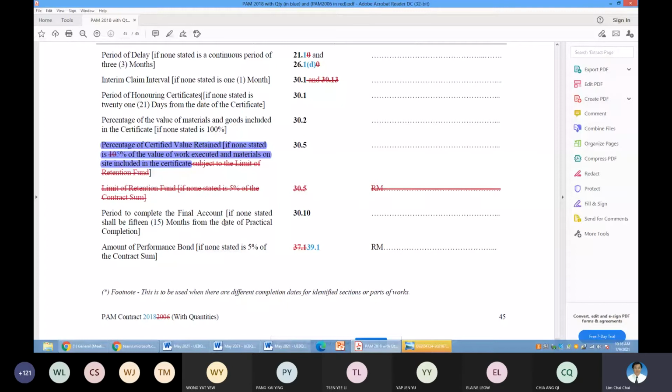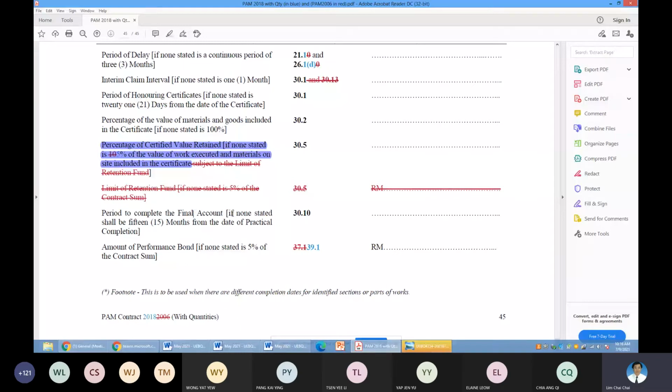But you have another one earlier that I mentioned to you: the final account to commence, the contractor to submit within 6 months. Okay, so it's something that you need to be careful about. The contractor submits the final account calculation or all their claims within 6 months of CPC. And then there is a duration for the architect and the QS to finalize the final account upon the contractor's submission. But this is another situation. If non-stated, it will be 15 months from the CPC.